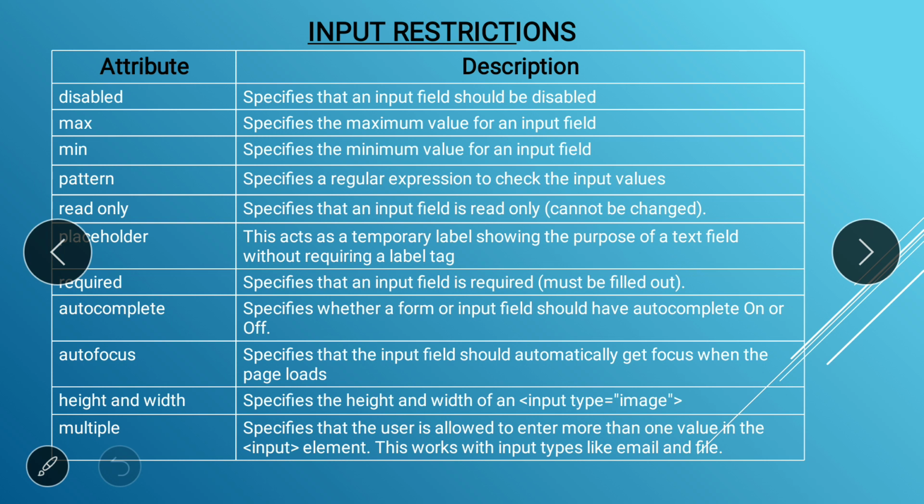Disabled specifies that an input field should be disabled, meaning you cannot enter anything in that field. Okay, this is disabled. We already know about max and min, so no need to explain them. Next is pattern. It specifies a regular expression to check the input values, meaning you provide some pattern and apply it on a text box, and then we can check whether the input values and the pattern we provided are the same or not. That is the use of pattern.